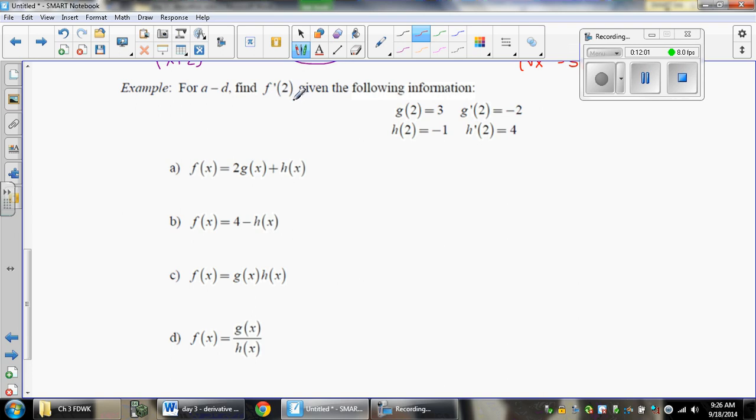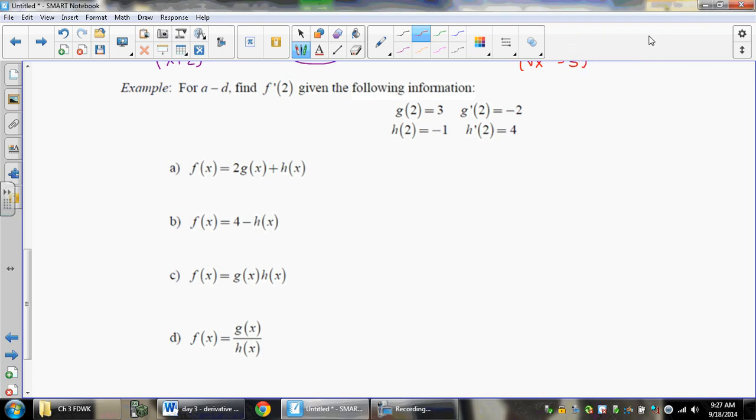Okay? So, now, down here, we are given all this information, and they want us to find f prime of 2. Okay, so here's g, g prime, h, and h prime of 2. Here's some f's. They want us to find f prime of 2. So let me show you how this works. What we're really looking at here is how do you deal with the notation? Well, if f of x is 2g of x plus h of x, then f prime of x says that if you're taking a derivative of a number times a function, the derivative is just the number times the derivative of that function.